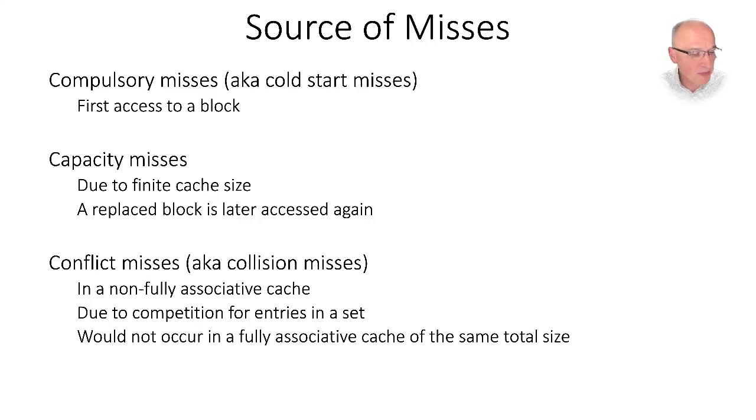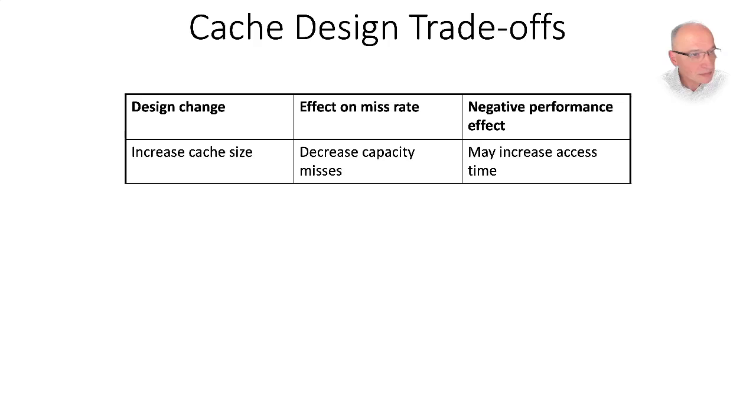And there is another type of miss that's not listed here, that is the coherence miss. We're going to talk in a little bit about cache coherence, and that occurs when you have multiple processors in a system, each one with their own cache, and the caches need to be made coherent. I'm going to have to invalidate an entry in the cache because another processor has written to it.